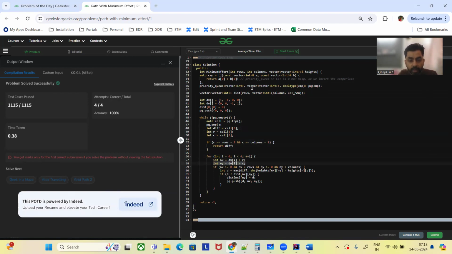So here we have the new, updated position. We're checking whether it is a valid position. If it is, we take the absolute difference, the maximum, and then compare it with the distance at that position. If it is lesser, we update that particular position in the distance matrix, and also push it into the priority queue.